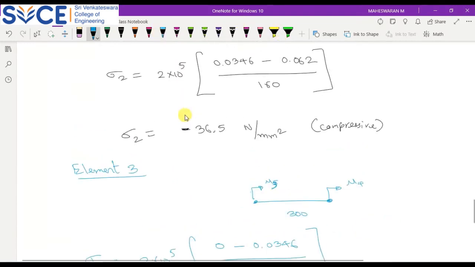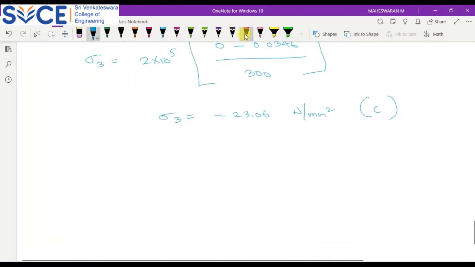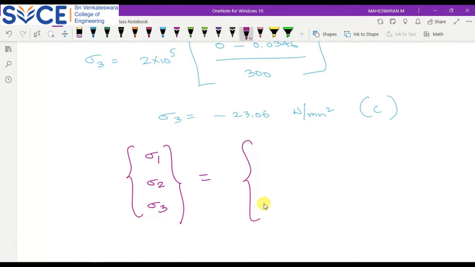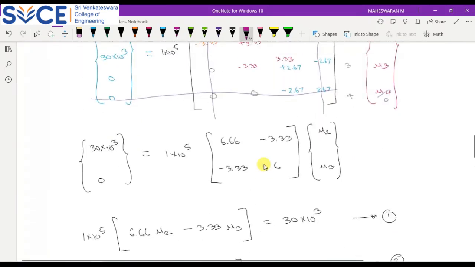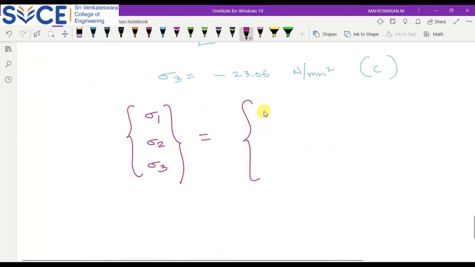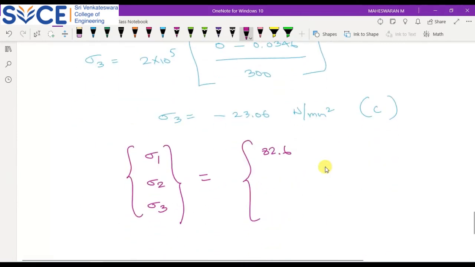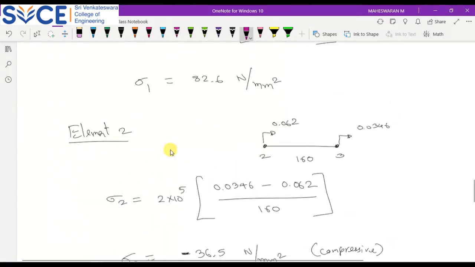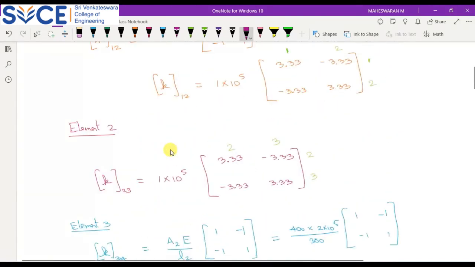When you are writing, you can write it like this: sigma 1, 2, 3, indicating that the first value is 82.6, the second one is minus 36.5, the third one is minus 23.06. So these are my stress values. We identified the stresses with respect to this, right?